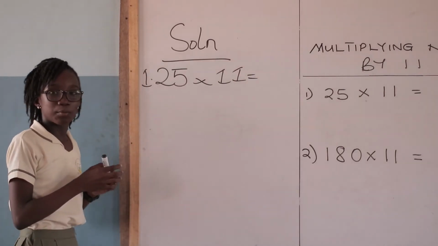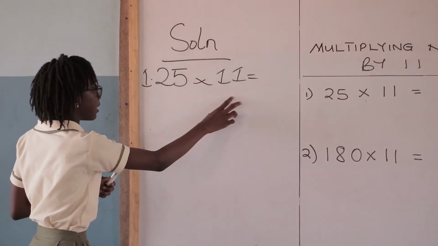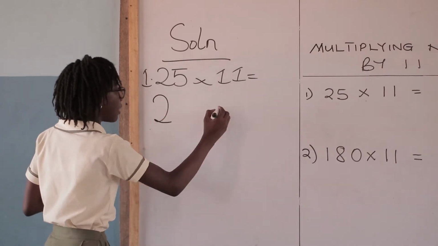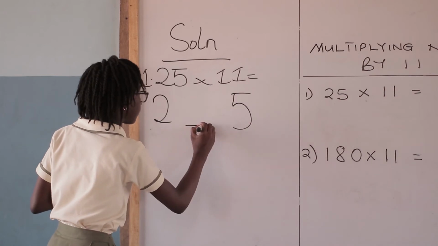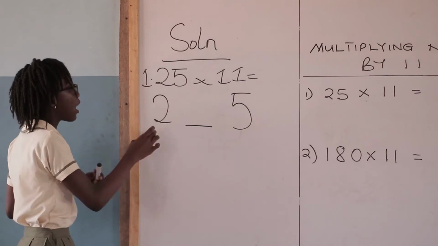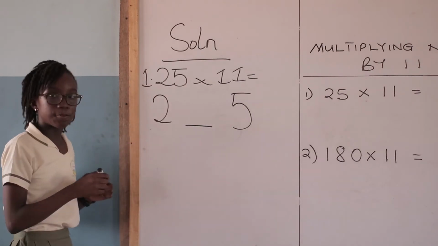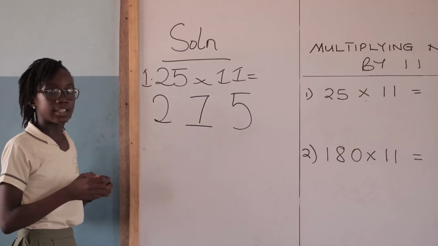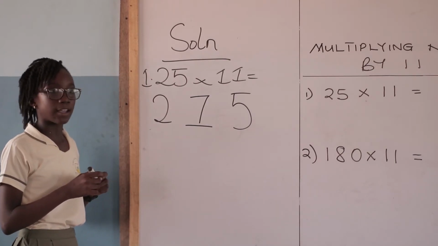Our first example is 25 times 11. First of all, you split the 25: 2 and 5. To get the middle number, you add 2 and 5, which will give you 7. So 25 times 11 is 275.